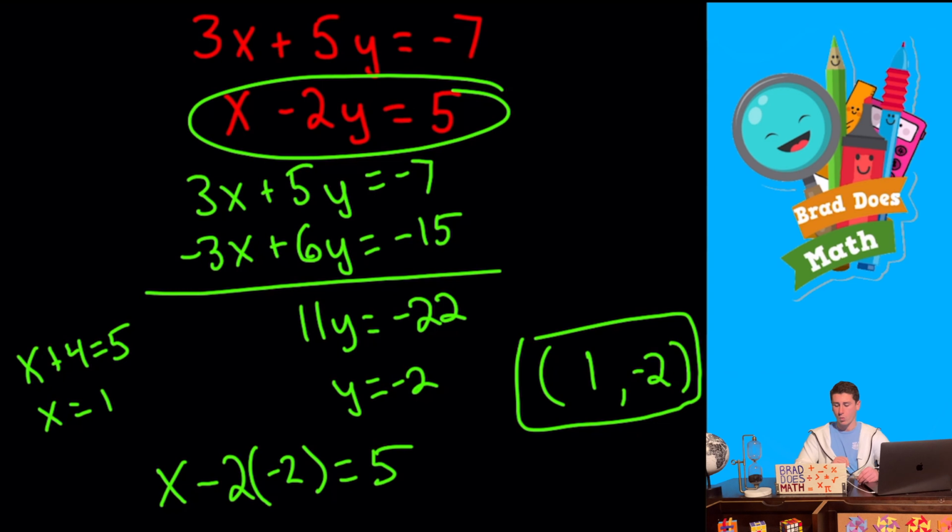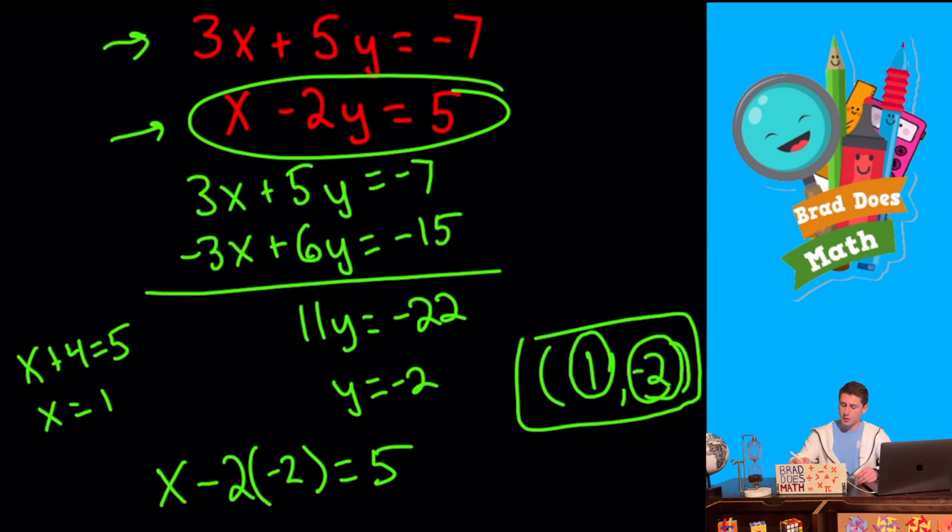And that's my answer, 1 comma negative 2. Now, if you want to check your answer, what you can do is plug your x coordinate into x, your y coordinate into y, into both of these equations. Either one, it should work. And that's how you can check.